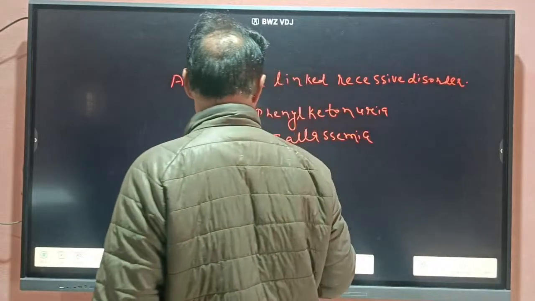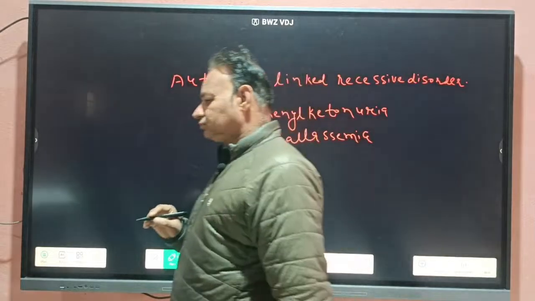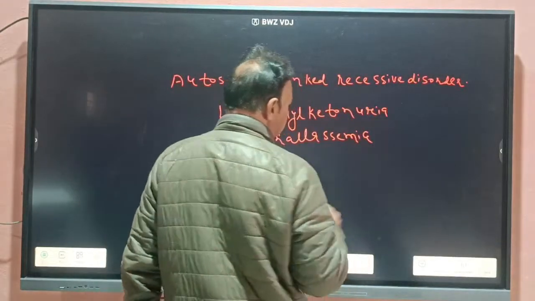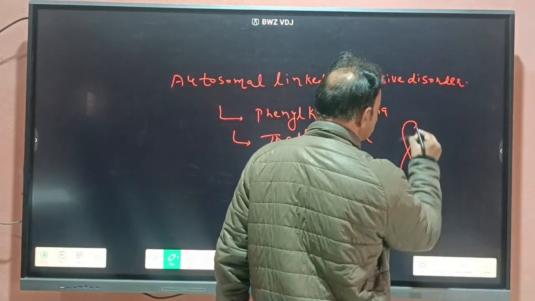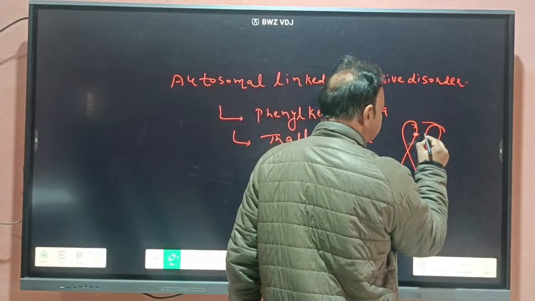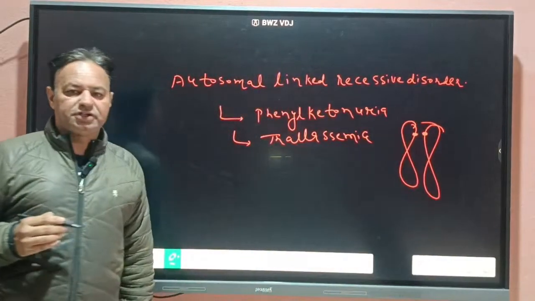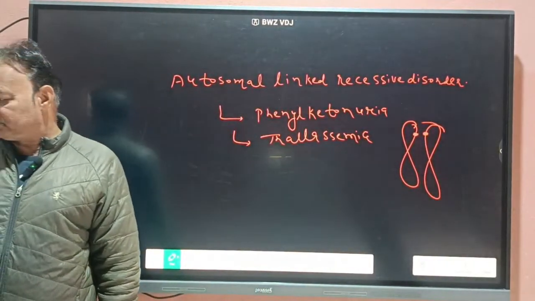So first of all is the autosomal. These are the examples of the autosomal linked recessive disorder. Two autosomal genes are present in the recessive conditions. So I will discuss one by one.